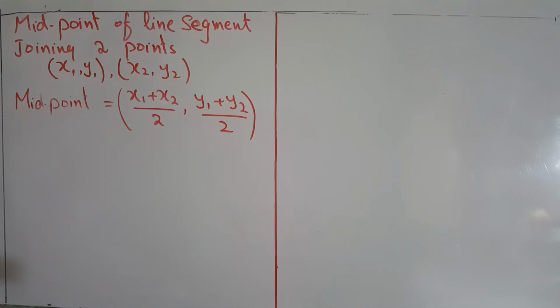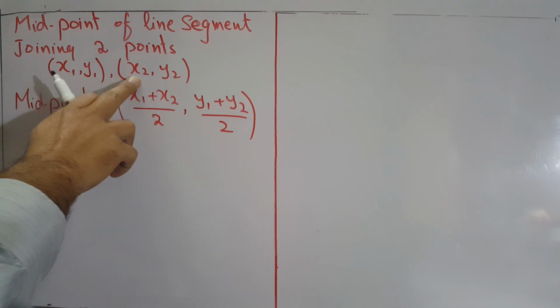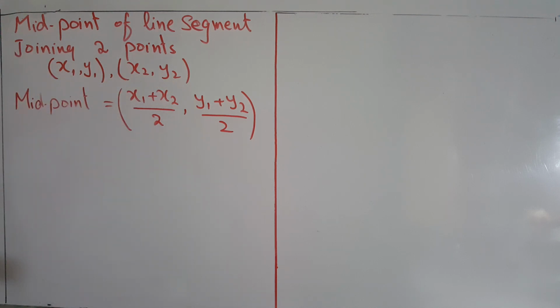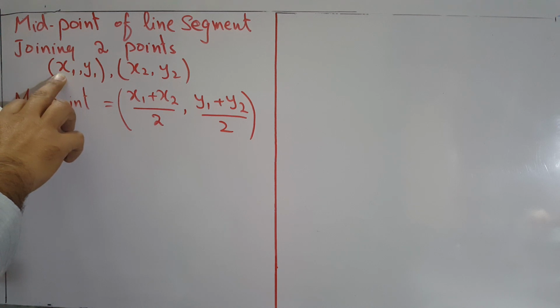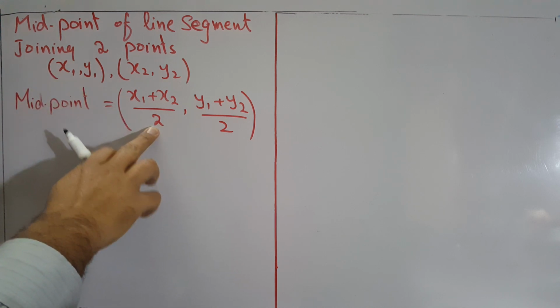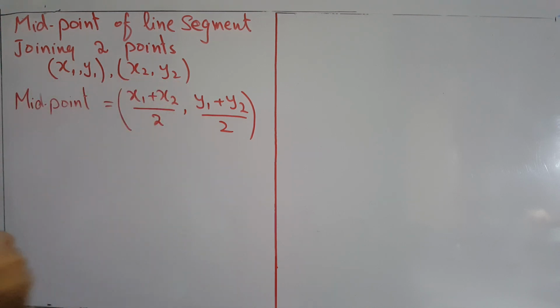Hi, in this lecture what we will do is find the midpoint of a line segment joining 2 points. So if you have 2 points, they're making a line, and how do you find out the midpoint of that line? If you're given a point x1, y1 and another point x2, y2, then the midpoint formula is that you add up the x components and divide by 2, and the y components and divide by 2.